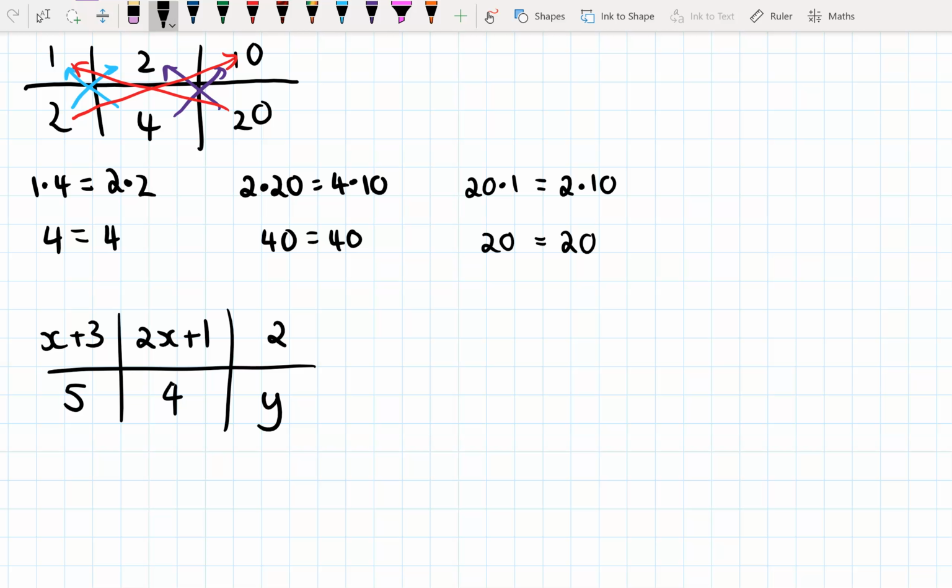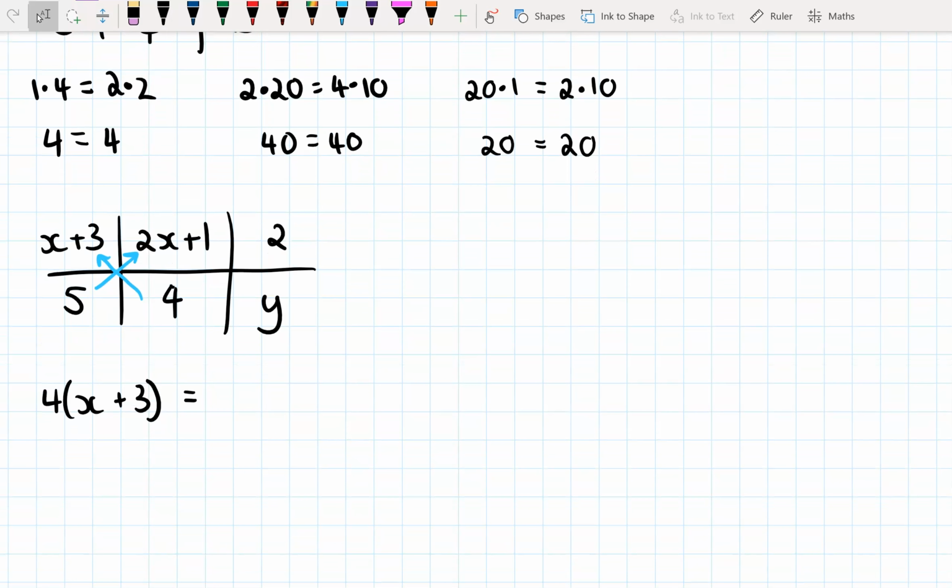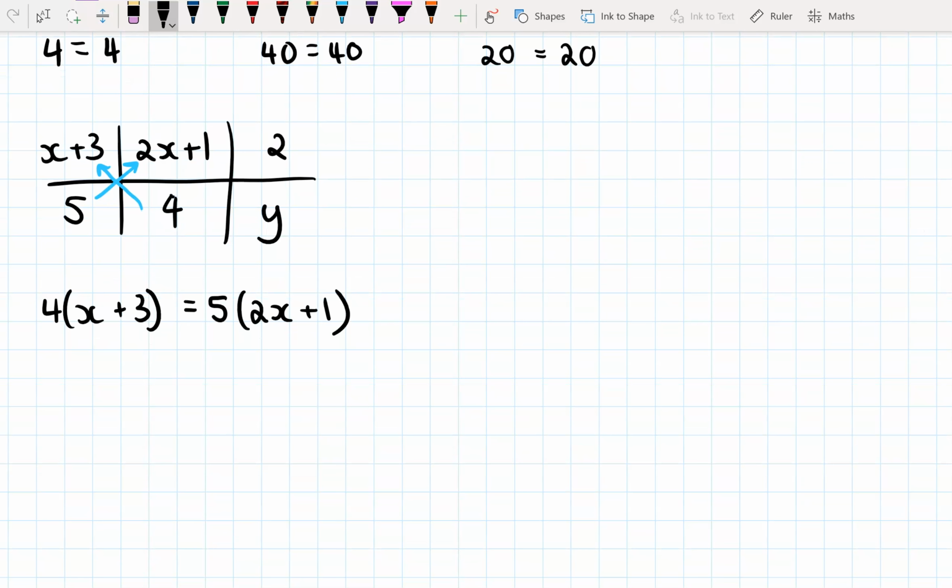So in this example, in order for us to calculate y, we need to first find x. Okay, because otherwise we're going to end up with 2 variables. So we need to get rid of one variable first. So we're going to start by doing this multiplication here. Okay, so we get 4 times (x plus 3) is equal to 5 times (2x plus 1). Okay, so 4x plus 12 is equal to 10x plus 5.